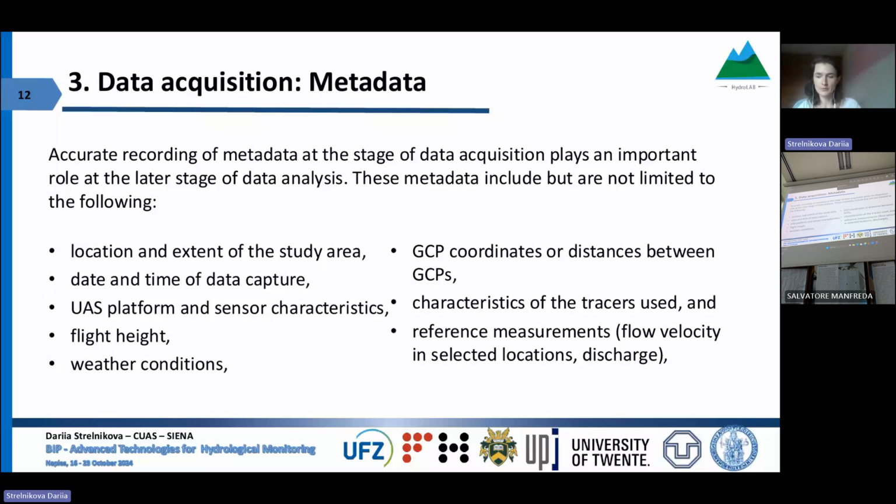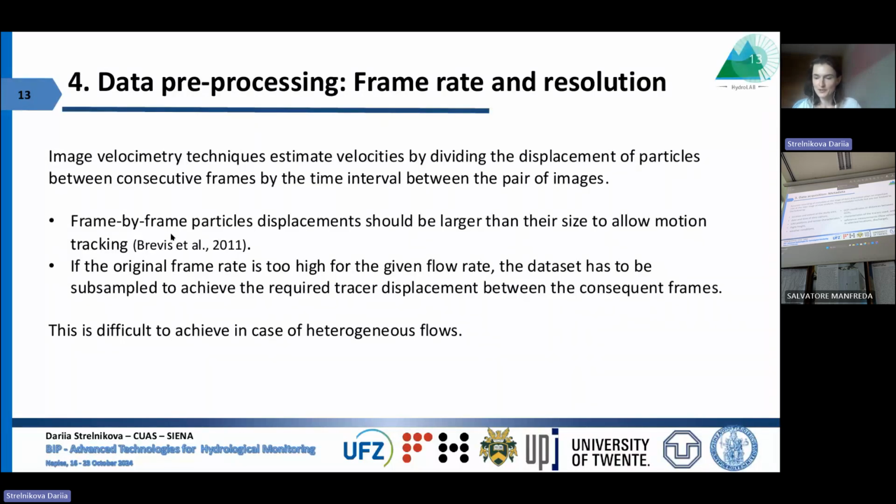Then we use some tracers, and if these are artificial, we know how much they cost, what they are made of, what their color is, and so forth. All of this information can be very useful later during the analysis. And if you make any reference measurements simultaneously with your flight, these also have to be recorded thoroughly in order to later be able to validate your analysis result. So when all of this is done, we're done with the data acquisition stage, and we capture our data, and then we move to the pre-processing of data.